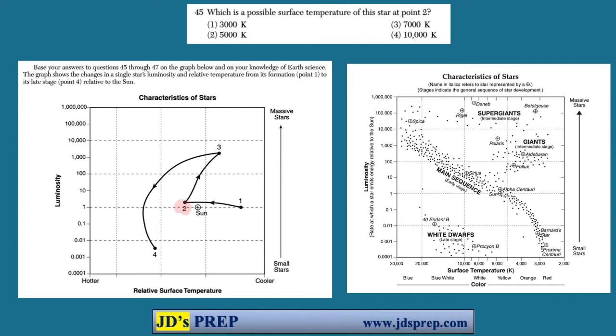So this is point 2 right here. What we're going to look for is the approximate luminosity. Okay, and then we're going to use this table from our reference tables as a guide. So over here, if that's the similar luminosity, we're looking at some of these stars in here and a possible surface temperature. So given the options that we have, our answer of number 3 makes the most sense, 7,000 Kelvin.